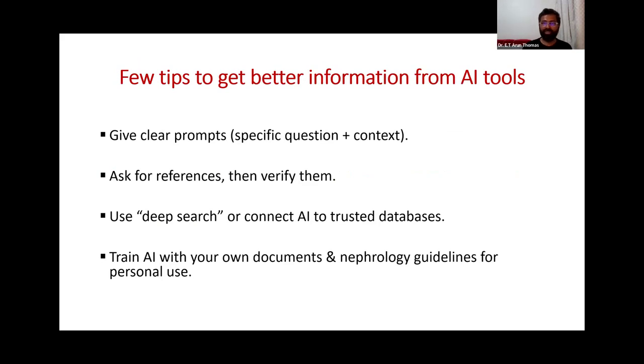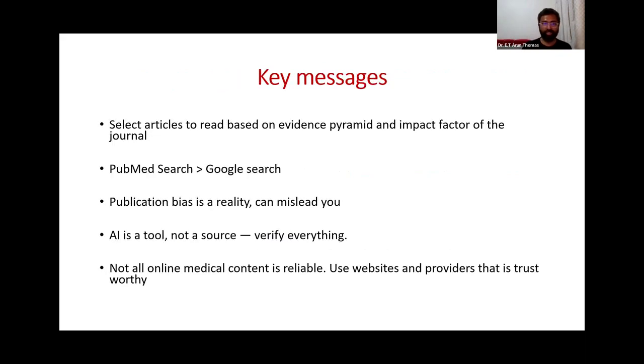A few tips to get better information from AI: give clear prompts, ask for references, ask it to give PubMed-indexed references, and verify them before translating them into practice or any articles. Use deep search prompts, and you can have your own AI. You can subscribe to ChatGPT's platform and train it with your own documents and nephrology guidelines for your personal use. That's a better way.